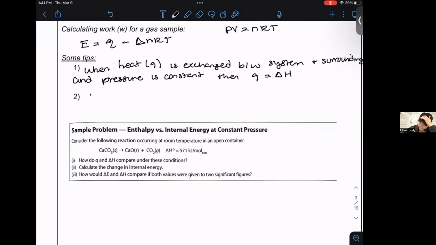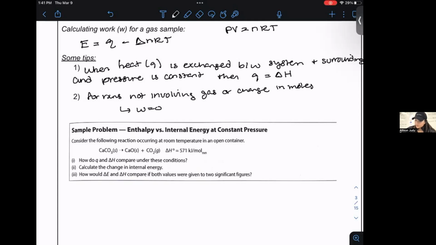Okay, for reactions, I'll decipher the handwriting in there somewhere so you can actually read the writing. For reactions not involving gas, or no change in moles, work equals 0. Like W equals 0. So the overall internal energy will equal the overall enthalpy.